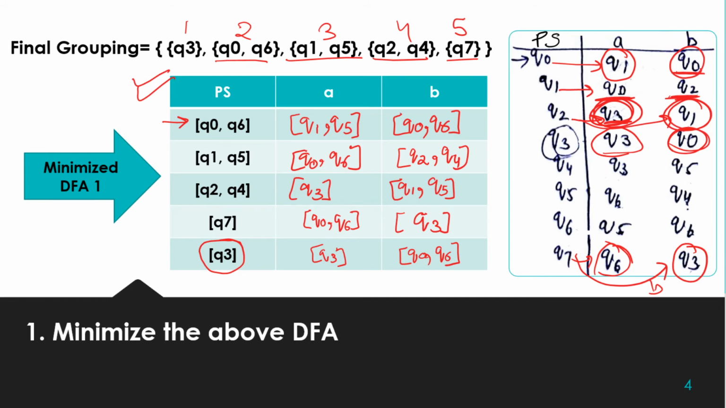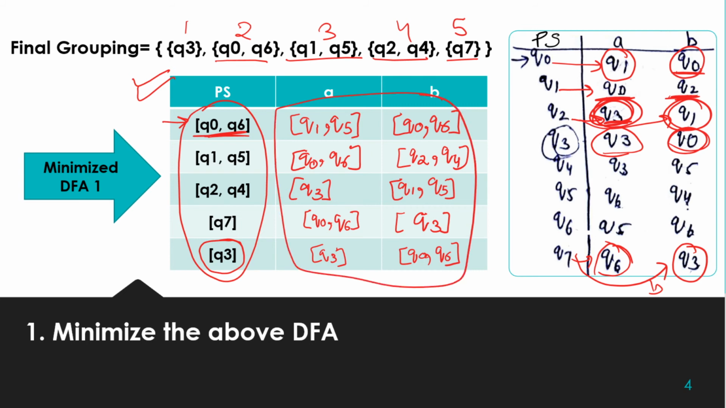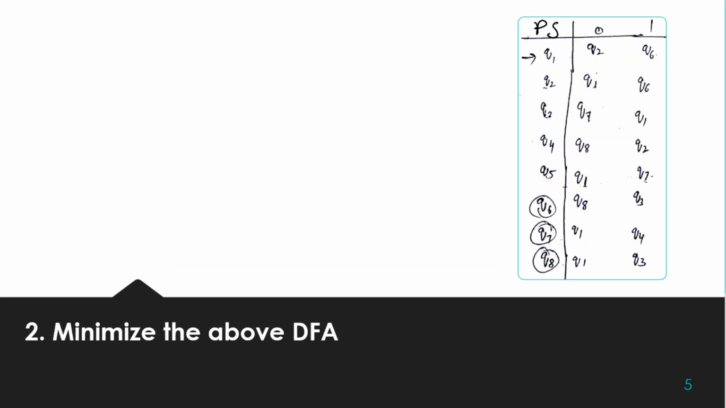Next, we can easily construct the transition diagram with the help of this transition table, as we have done in the NFA to DFA conversion, and just construct the DFA with these five states. This will be the initial state, Q3 will be the final state, and these are the transitions for the minimized DFA. Okay. So starting with the next example for minimization problem.